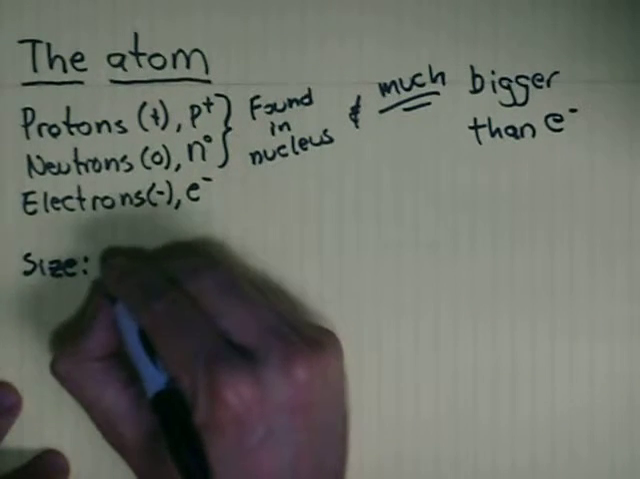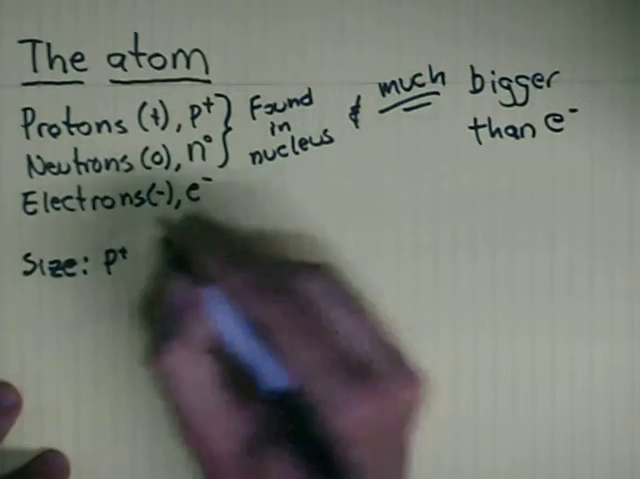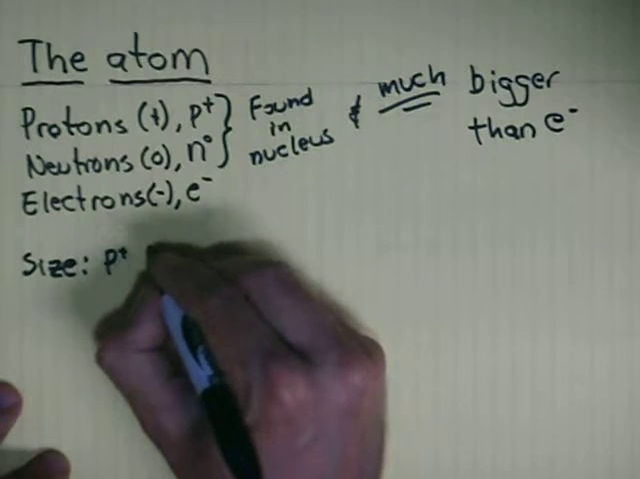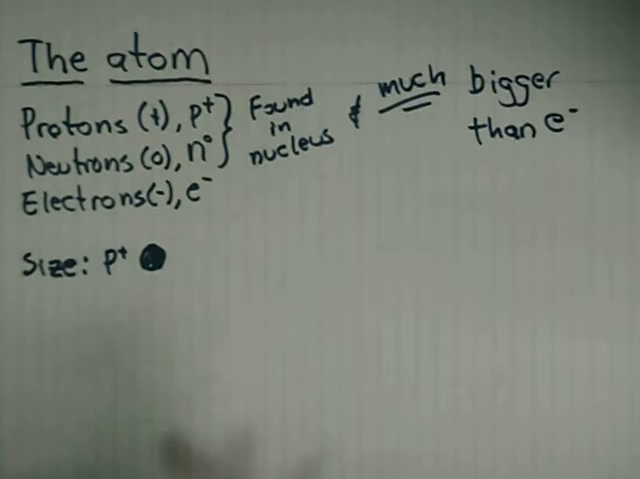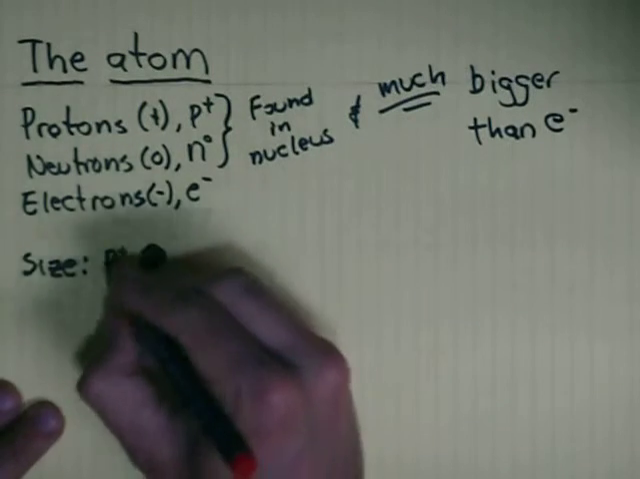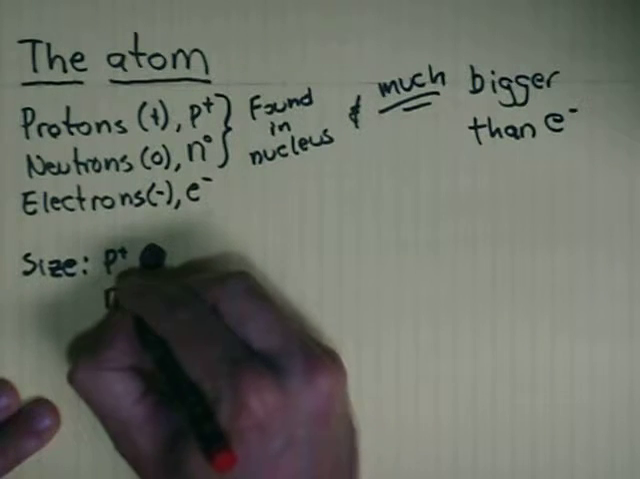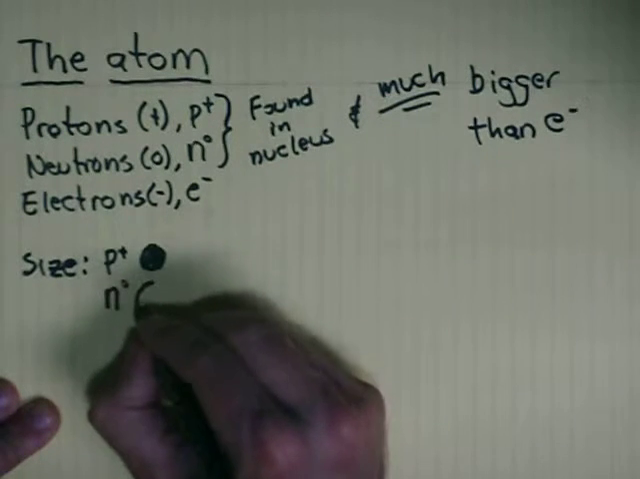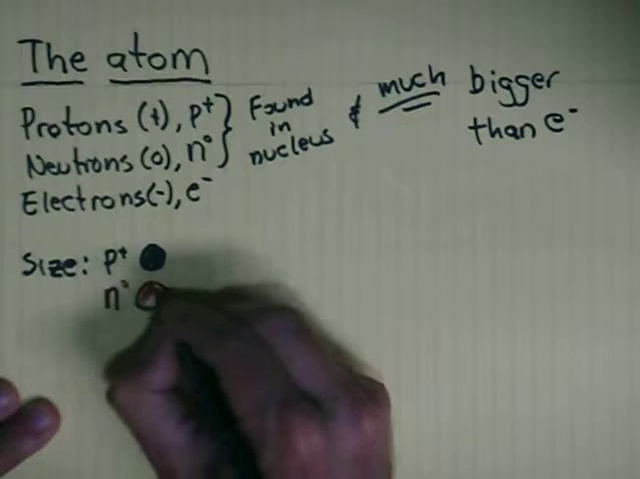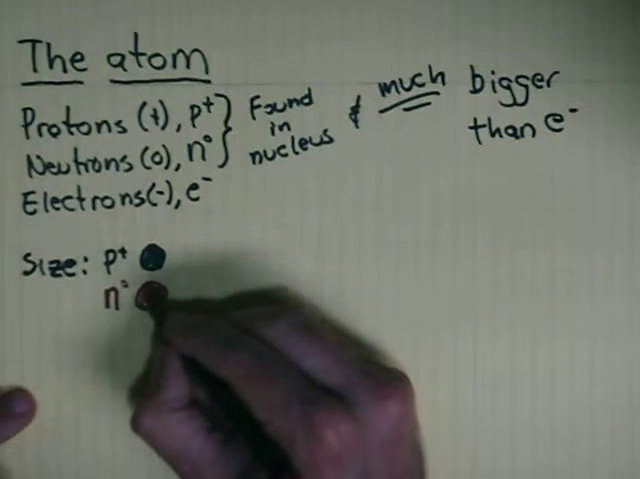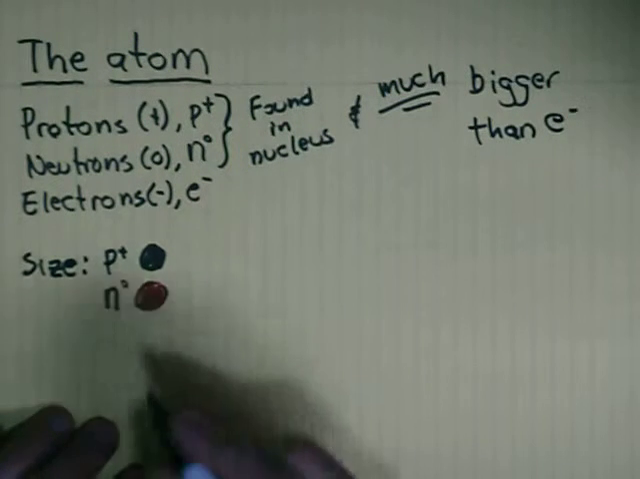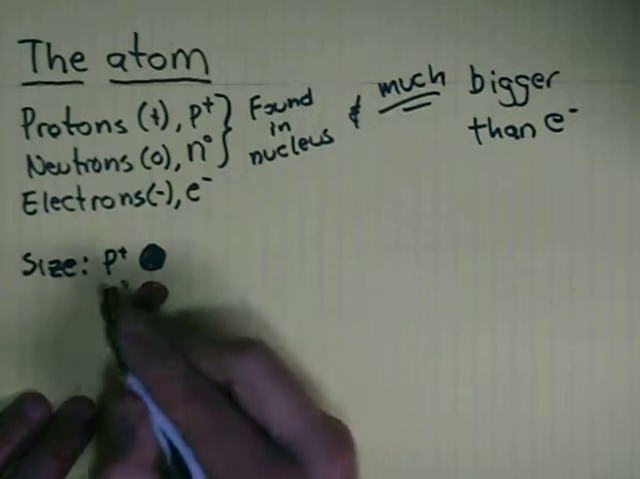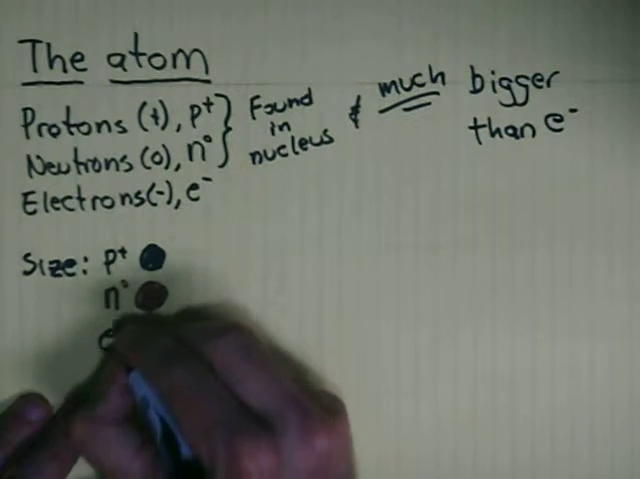So first, protons. Again, protons and neutrons are much larger. So for a proton, that size, positive charge. Neutron, zero charge, is basically exactly the same size. A tiny bit bigger, but for all intents and purposes, we say that they're the same size. And then finally, electrons.